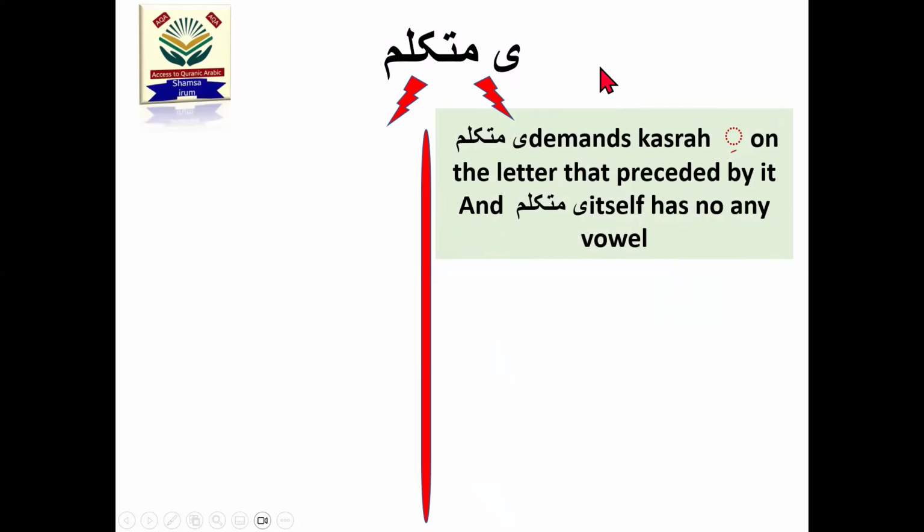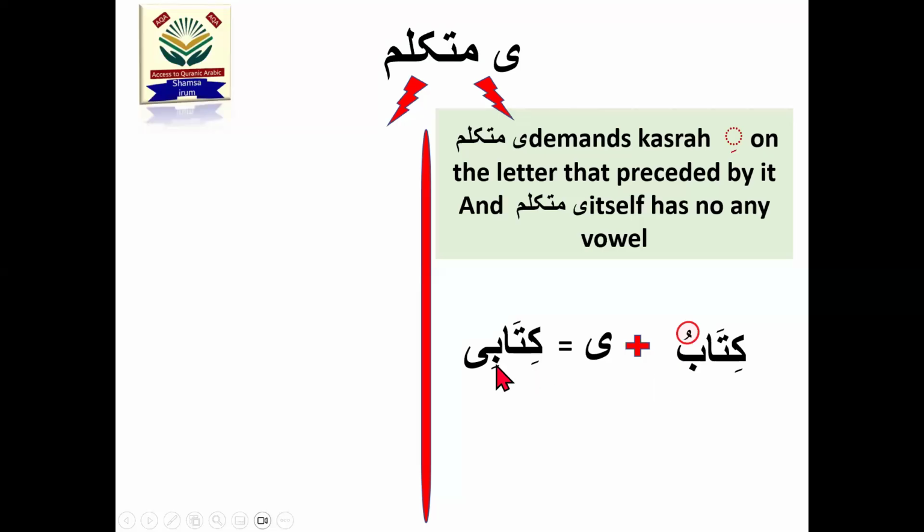I will explain through examples, like kitabu plus ya mutakallim. When you attach them, the dhamma will disappear and convert into kasra. It will be kitabi, because if you read with dhamma, you can't read. Try kitabu and attach the ya. Try to pronounce ya with kitabu. You can't. Because of dhamma and ya, we can't pronounce them together. That's the reason that the Ya-Mutakallim demands kasra on the letter before it.